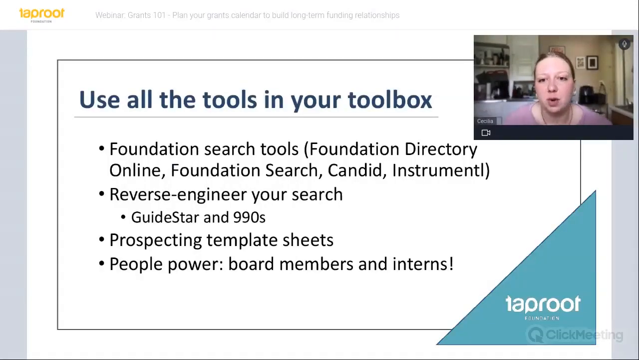So moving forward, when you're doing this search, you want to use all the tools in your toolbox, which is a lot more than you might think. If you're part of this grants process in your organization currently, you might be aware of these different foundation search tools. Foundation Directory Online and Foundation Search are two of the more popular ones. I know Candid and Instrumentl are newer, and I think they're becoming more popular. These are a really great place to start, and they're going to be your bread and butter for finding foundation prospects.